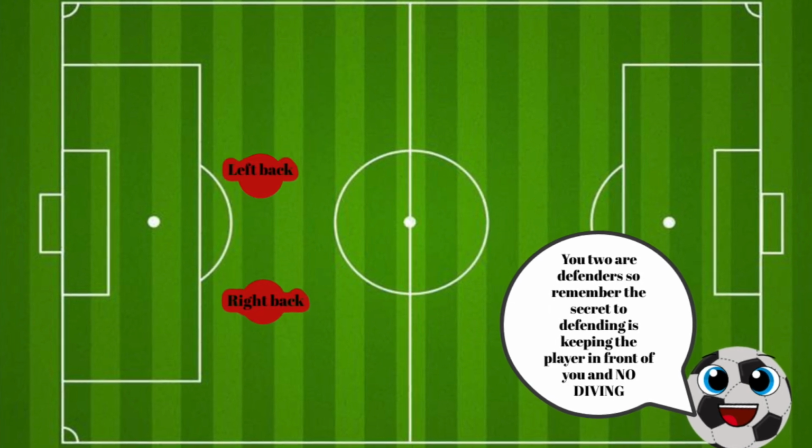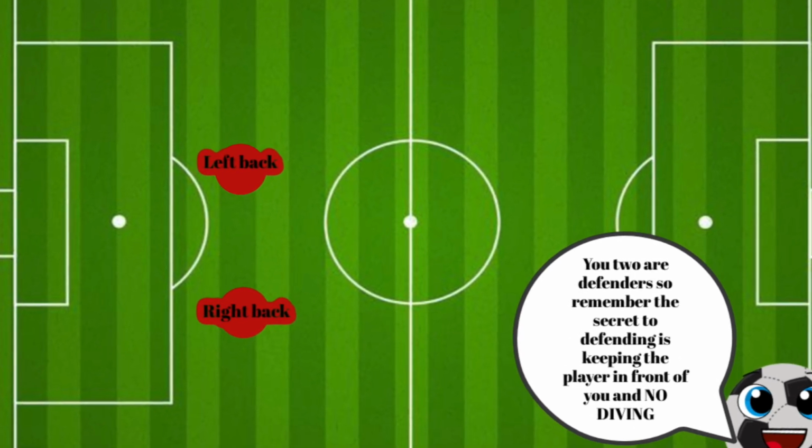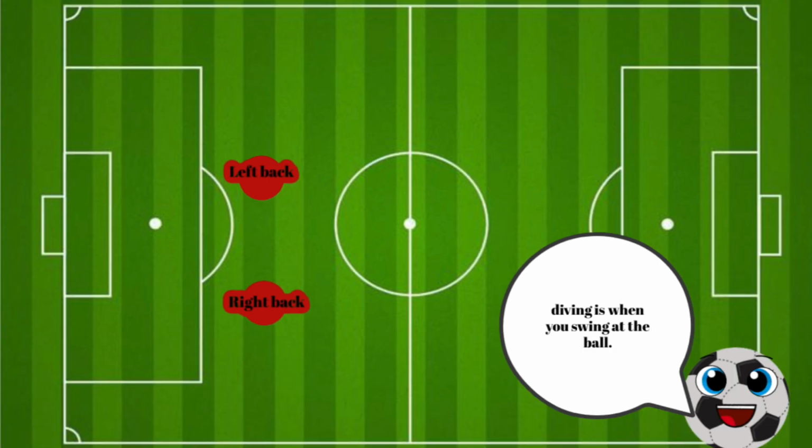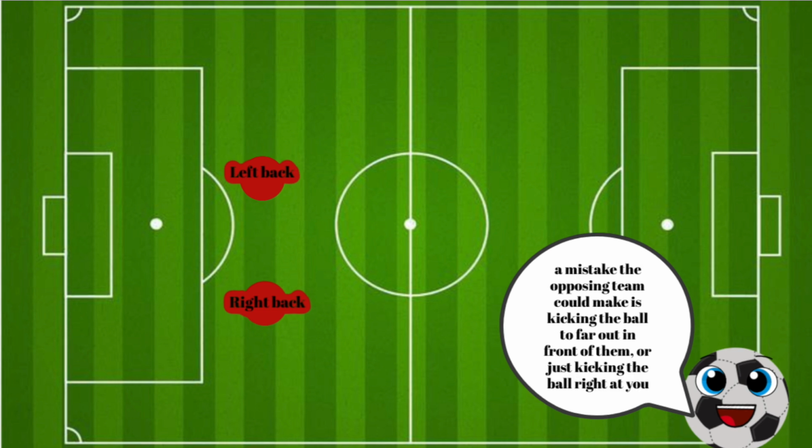You two are defenders, so remember the secret to defending is keeping the player in front of you and no diving. Diving is when you swing at the ball. Once the opposing team makes a mistake, which they are bound to do if you don't dive, then that's your cue to take the ball. A mistake the opposing team could make is kicking the ball too far out in front of them or just kicking the ball right at you.